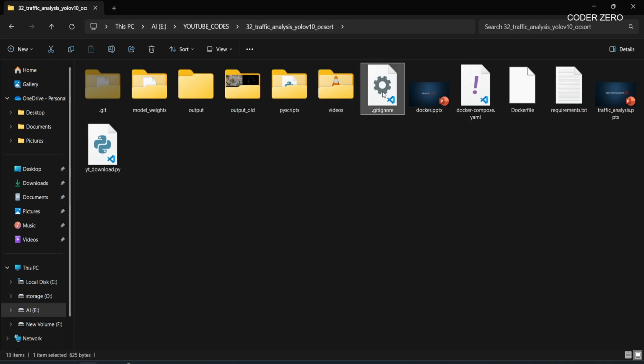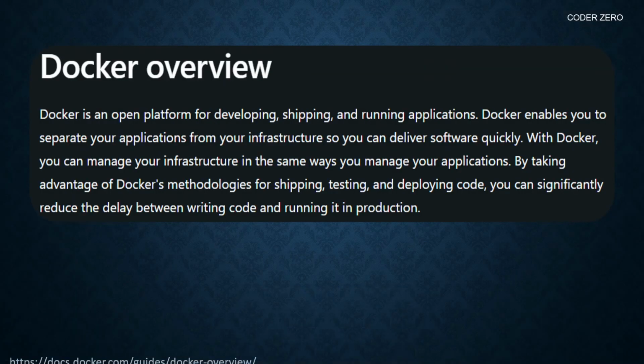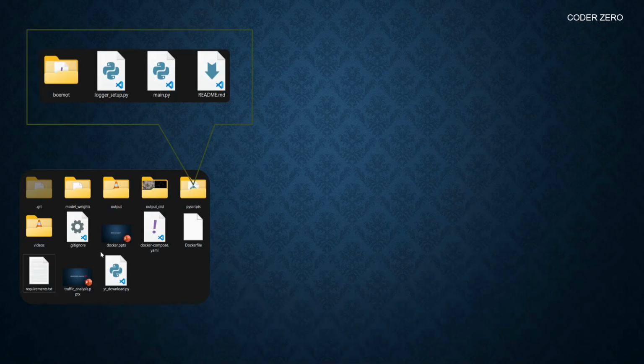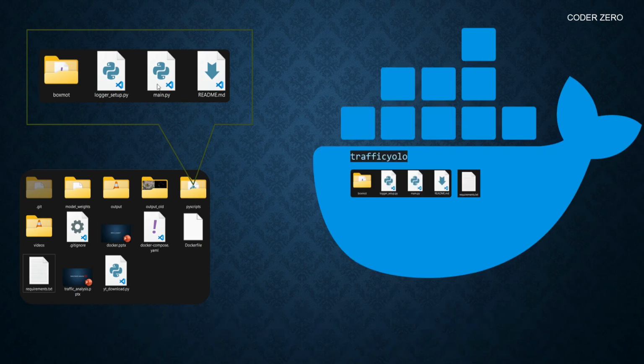Then we have this .gitignore file. Then we have this PPT, and we have this docker-compose, Dockerfile, and requirements.txt. So we'll be using these three to build our Docker image, and then we can use that image to create our container. So basically here you can see we have this folder structure, and inside this folder we have all our scripts. What we'll do is copy all these scripts inside Docker. We'll copy the requirements file inside Docker, and then using this requirements file, the docker-compose, and the Dockerfile, we'll be setting up the environment inside Docker.